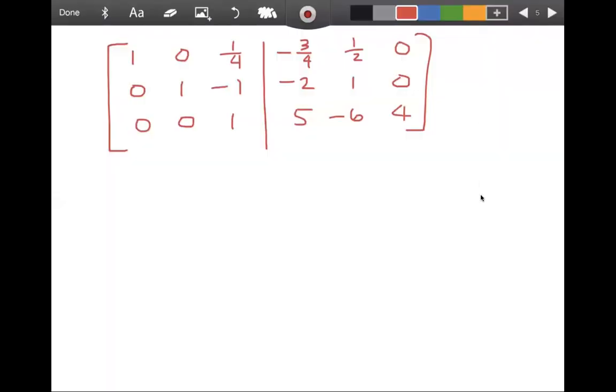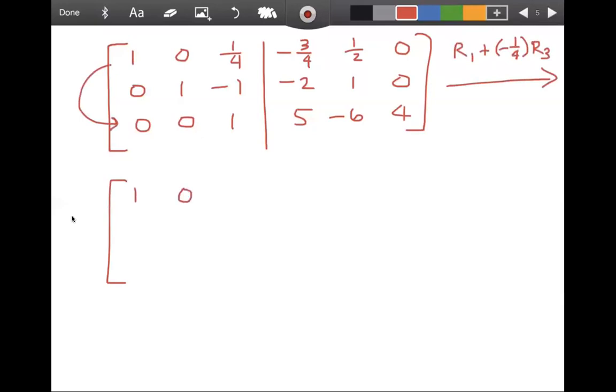All right, so let's start with row 1. We need to get that 1/4 out of there. So we're going to change row 1 by adding to it negative 1/4 times row 3. So our new row 1 will be 1 plus negative 1/4 times 0 is 1. 0 plus negative 1/4 times 0 is 0. 1/4 plus negative 1/4 times 1 is 0. That was the whole point.